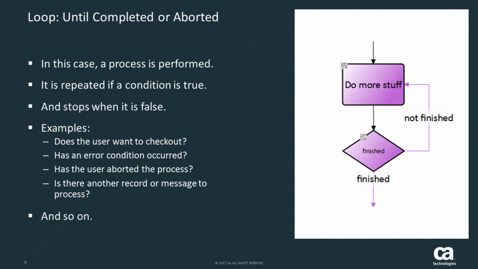Now, the other form of loops is where the check is done at the end of the loop. In this case, the loop is entered, some processing happens, do more stuff in my little example here, and the loop is repeated until a condition is met whereby the process has come to an end. And a typical example here is where the user adds items to a shopping basket, but ultimately needs to check out, and it's the checkout option that closes the repeated loop of adding items to the purchase order. It might be that an error occurs.